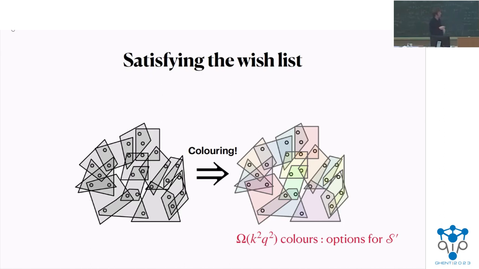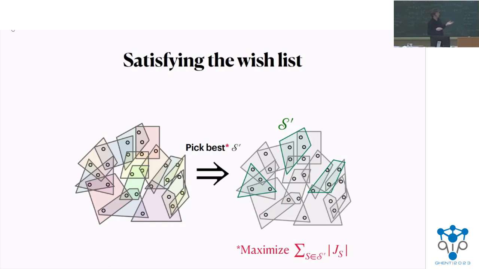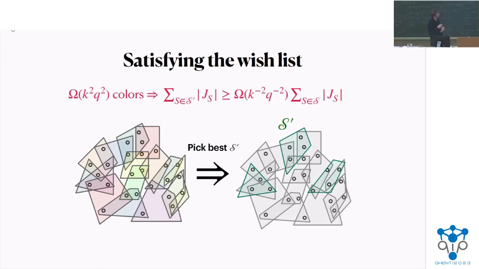We can color this Hamiltonian such that we have a bunch of colors, and the number of those colors is going to be K squared Q squared, such that inside each color it's all well separated. Then we maximize this value inside the color. So we pick a color such that this thing is maximized. And if you have a small number of colors, you are guaranteed this approximation ratio.